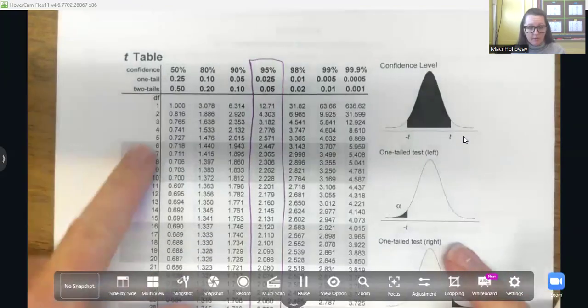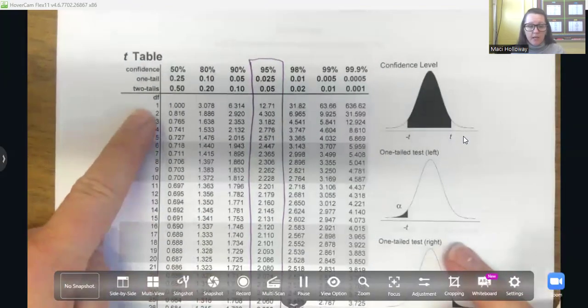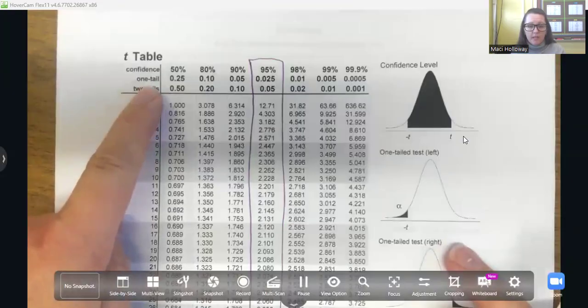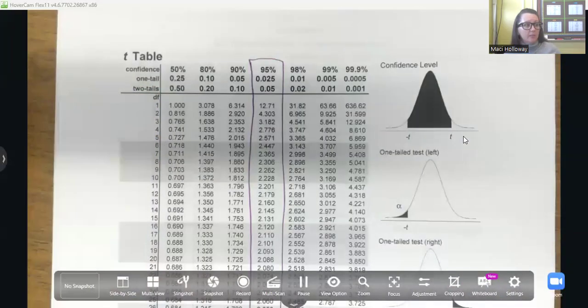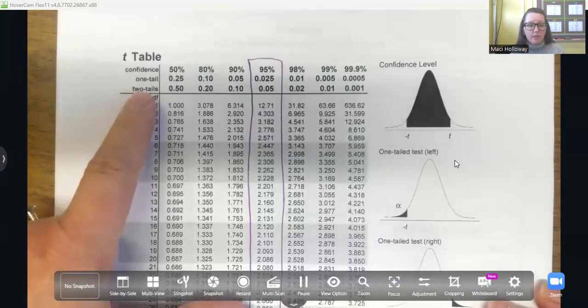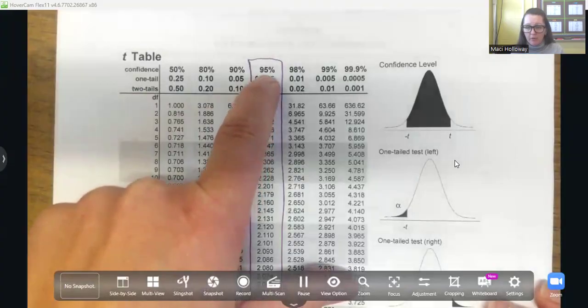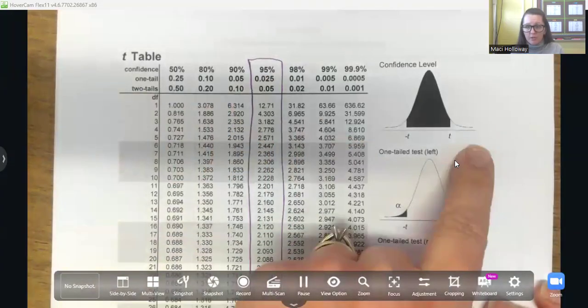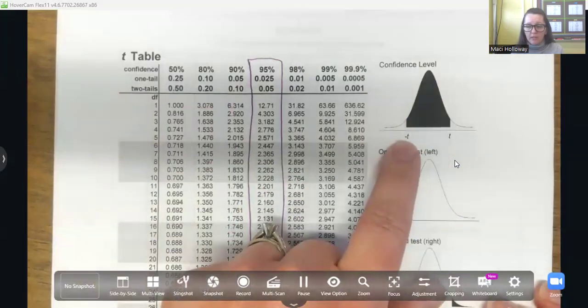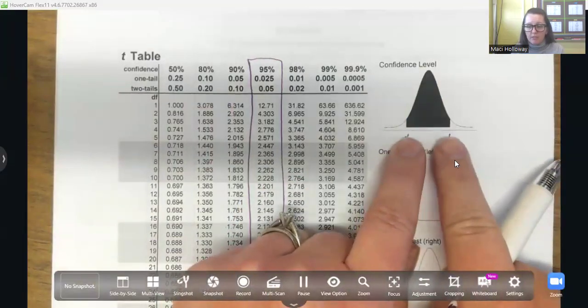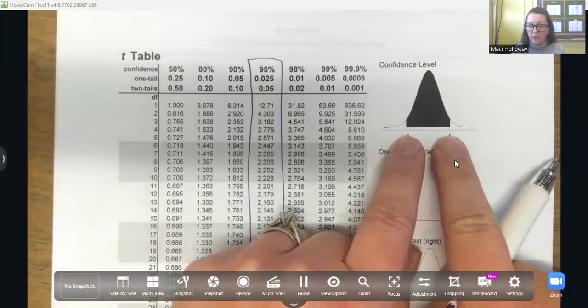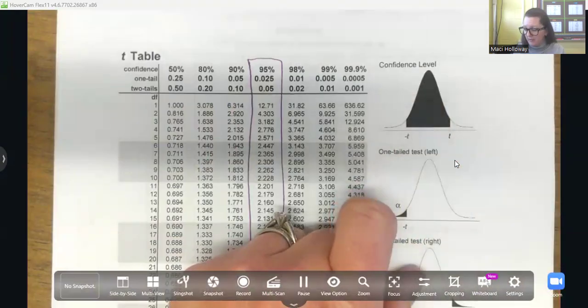And so you see here we have degrees of freedom on the left-hand side. Our confidence talks about one-tail and two-tail tests. We're mostly going to be working with two-tail tests here, where our measure is 0.05, and we're going to be calculating a 95% confidence interval. You can see here, our confidence level looks like this. This means that whatever our t values are on either side, we're saying we're 95% confident that our true population mean is going to lie in those values.